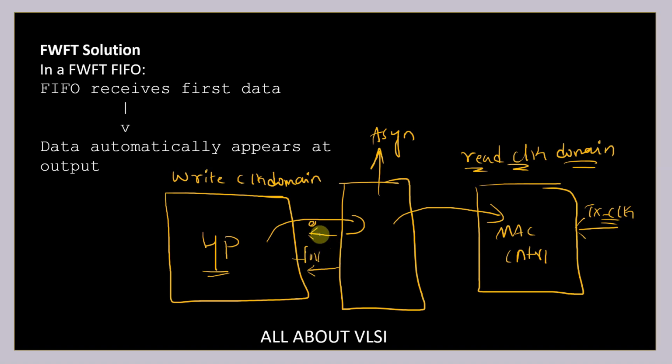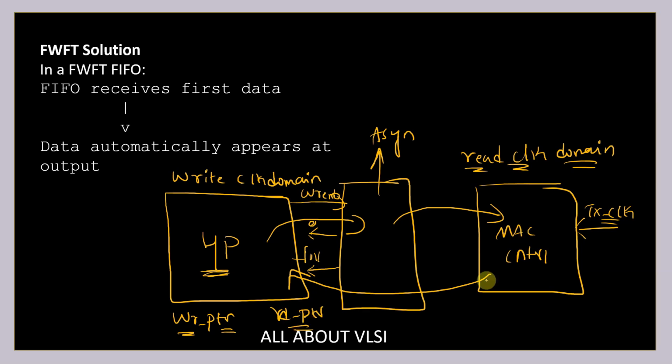Sorry, only full, right? If the processor wants to write data into this asynchronous FIFO, it is going to give the write enable signal. That means the processor has access to the write pointer, because the write pointer is implemented in the write clock domain. The read side should pass the read pointer value, so that this FIFO can calculate the full condition by using the write pointer and read pointer.